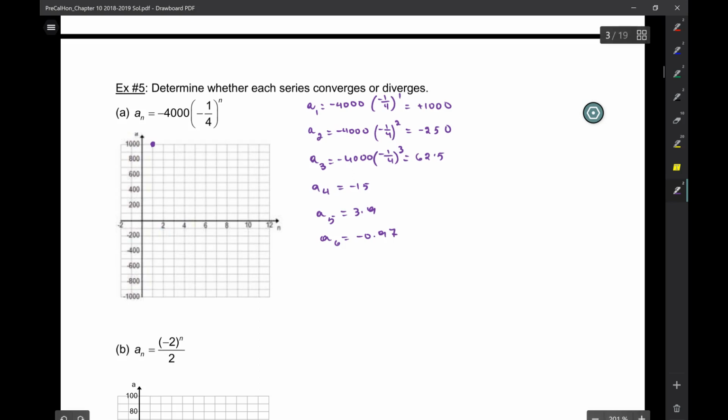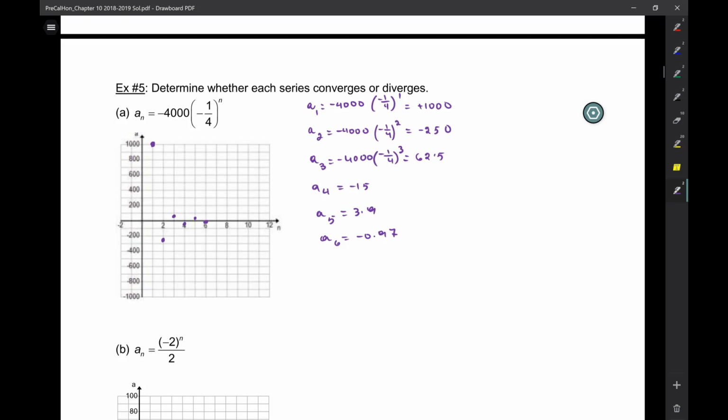Negative 250 is further down. A sub 5 is 3.9. A sub 3 is how much? 62.5. A sub 4 is negative 15. 3.9. Negative 0.97.